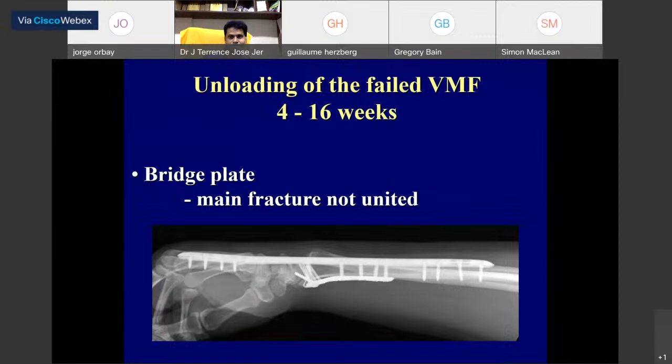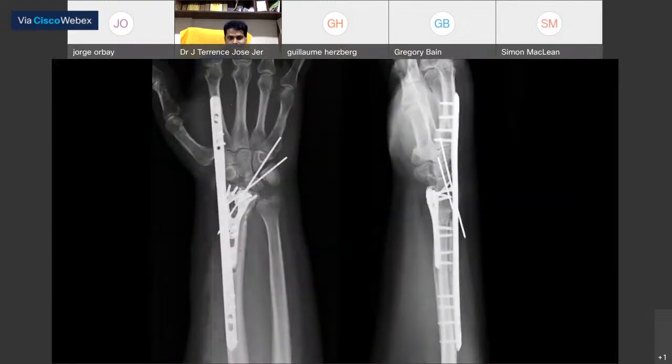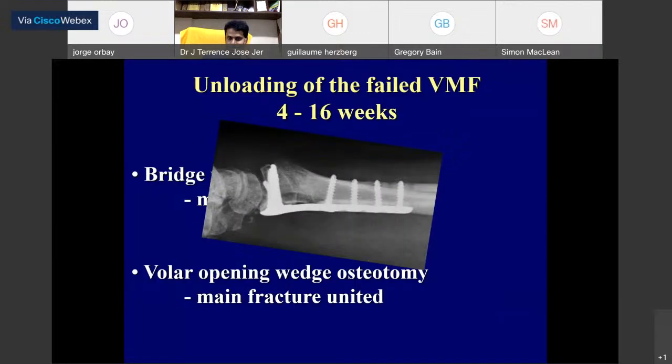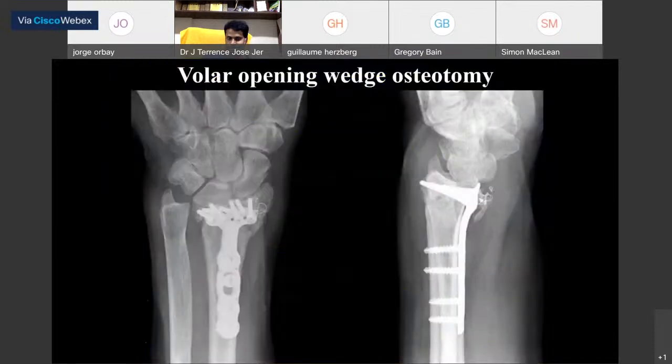Those that were between 1 and 4 months, we unload them with a bridge plate, or sometimes we combine techniques. In this case, we pin the lunate to the radius in order to further unload it. Or if the fracture is healed already, but it's still salvageable, we like to do a volar opening wedge osteotomy.